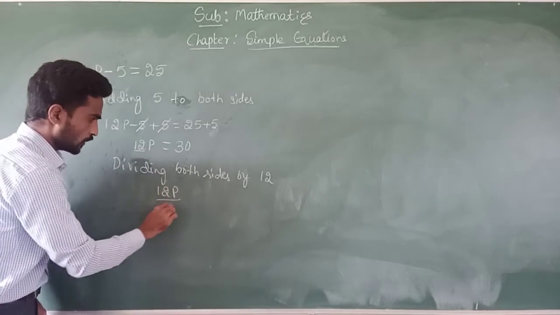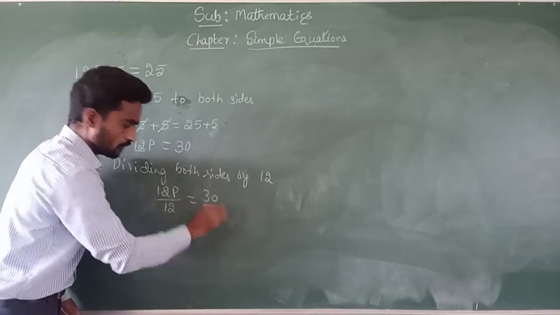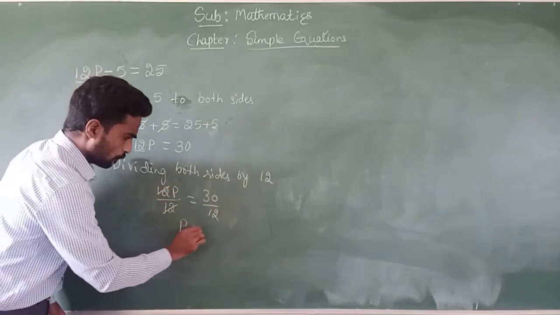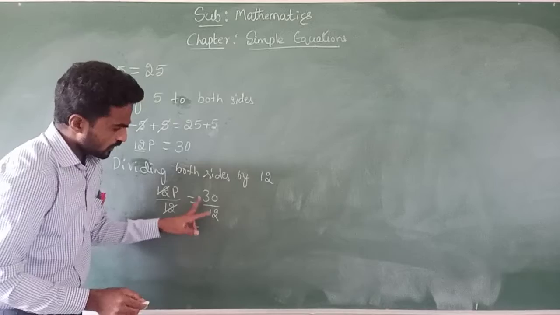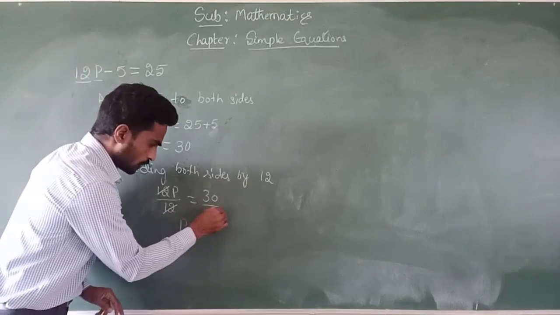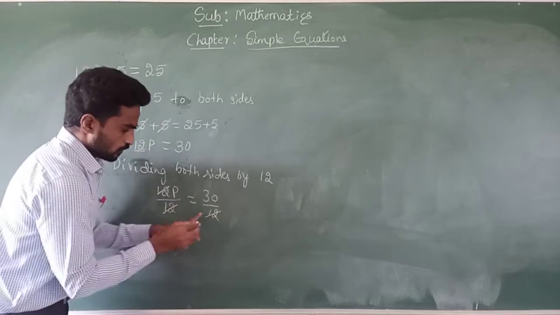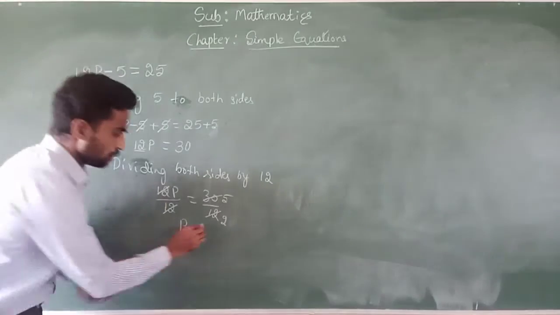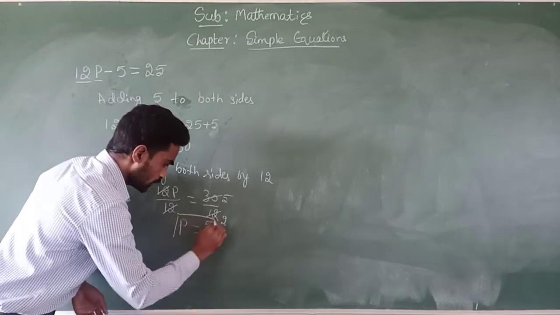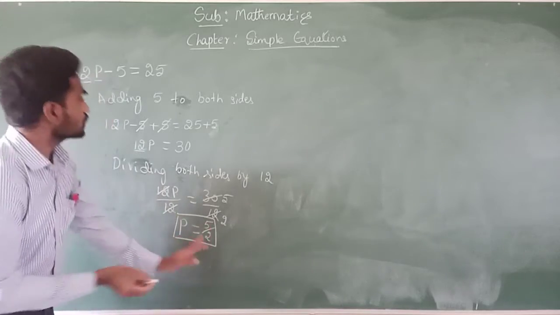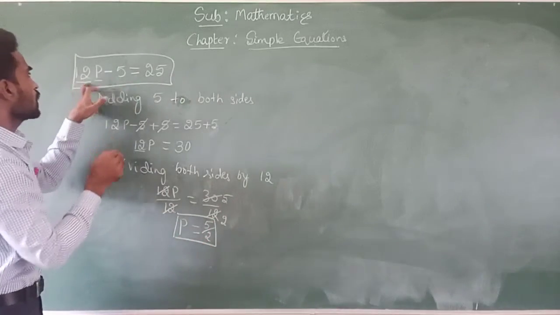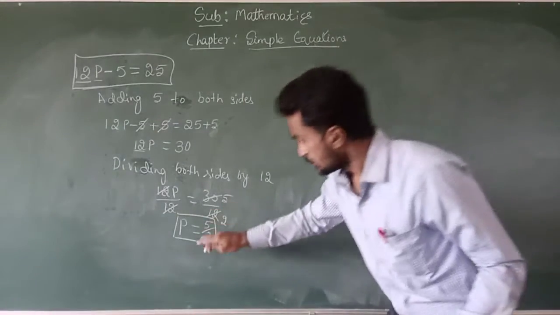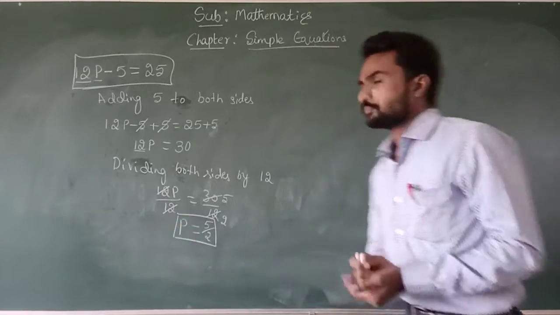12p divided by 12 is equal to 30 divided by 12. Now 12 gets cancelled, and p is equal to, since these two numbers are divisible by 2 only, 6 2s are 12, 6 5s are 30. Then p is equal to 5 divided by 2. P is equal to 5 by 2 is the solution of the equation 12p minus 5 is equal to 25.